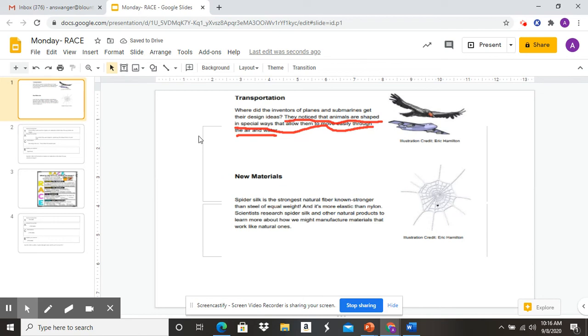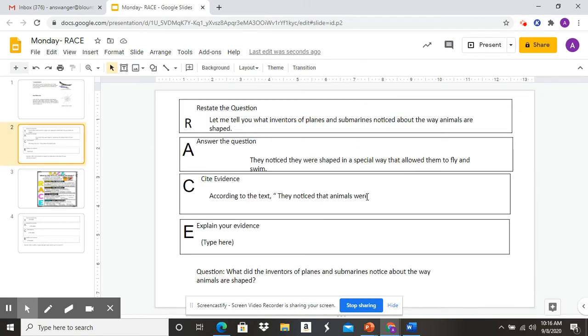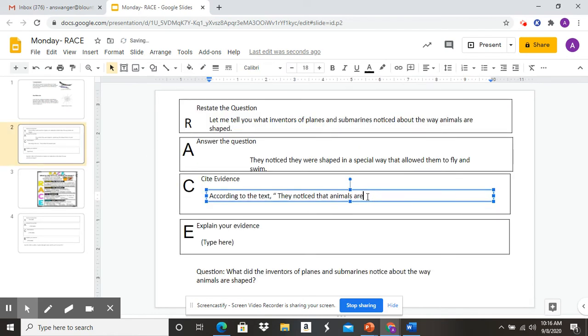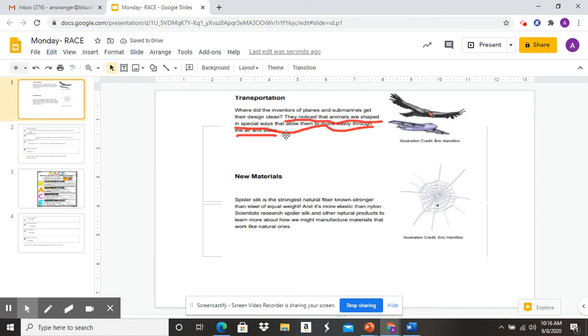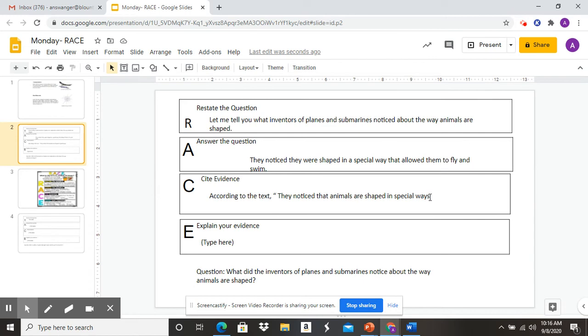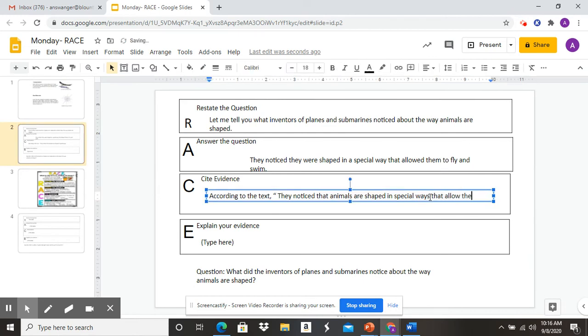They notice that animals are shaped in special ways. I need to go back and find what comes after ways that allow them to move easily through the air and water. And that is all my text evidence, so I end it with my quotation marks. So now I've restated my question, I've answered my question, and I've cited my evidence.